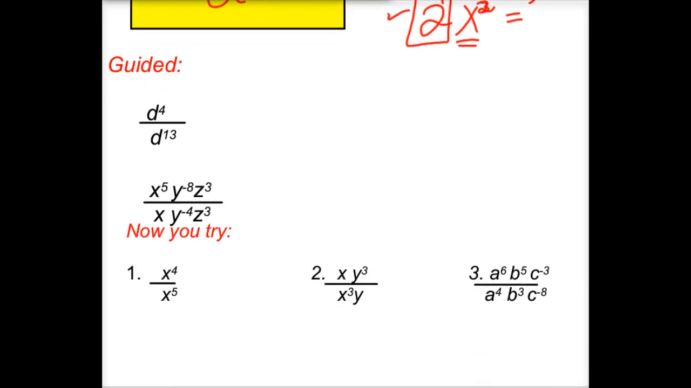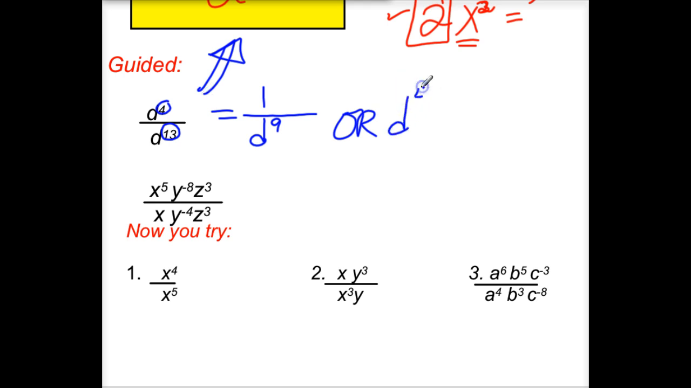All right. I prefer the idea of canceling. I prefer, okay, that you consider 4 of these, wiping out 4 of these. Where are they going to be left over? On the bottom. How many? 9. And I can just go like that. But if you use the property as your book and as most mathematicians would say, what do you do when you divide? You subtract the exponents. You tell me it's d to the 4 minus 13. You tell me it's d to the negative 9th, and then you do 1 over d to the 9th.